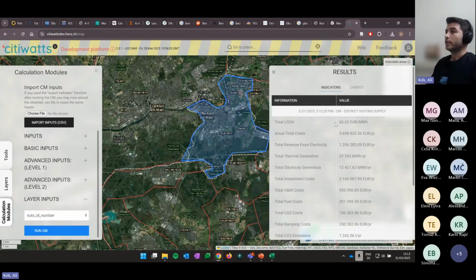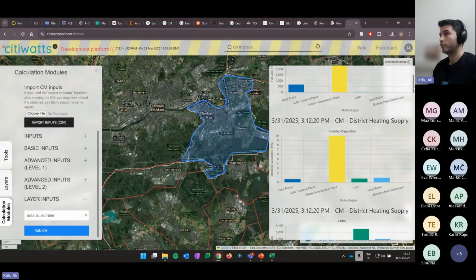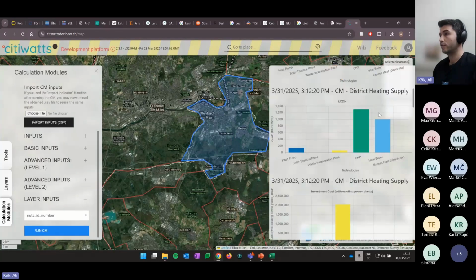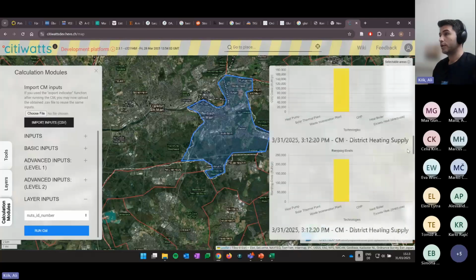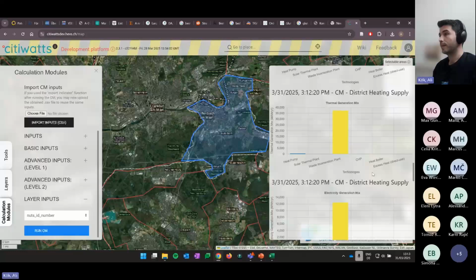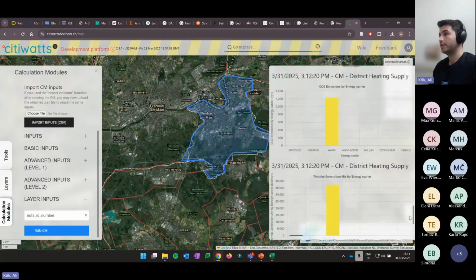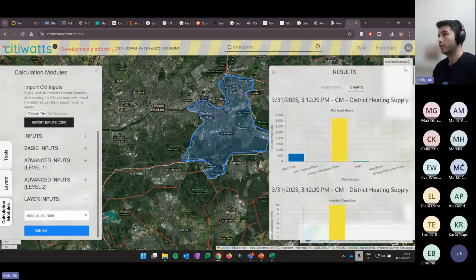So on the chart section, here you have some basic charts showing you your results. So the full load hours for different technologies, the installed capacities. So for the same technologies, you see different results. The levelized cost of heat for each technology, the investment cost, operational cost, again, cost components, how much heat has been generated by each technology, how much electricity is generated, the revenues. So basically, you see all those results in a chart for all the technologies.